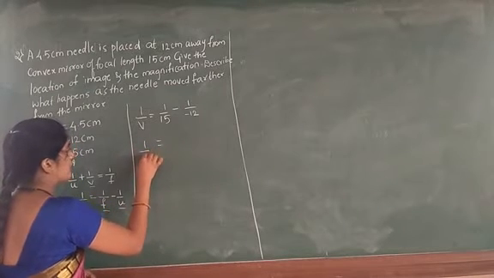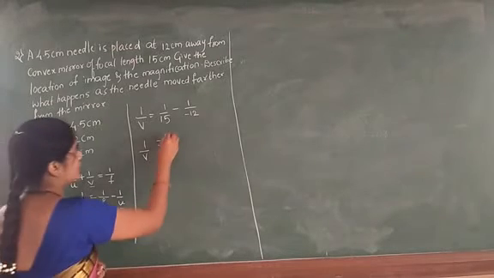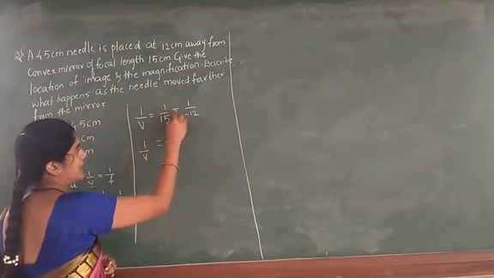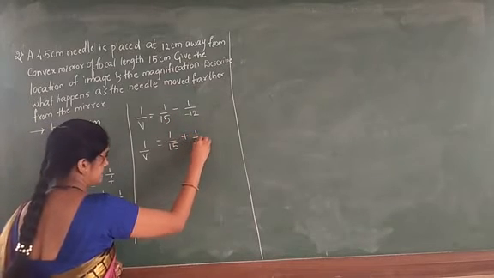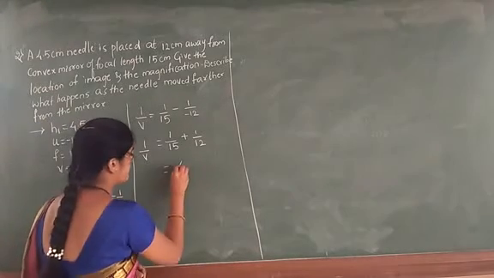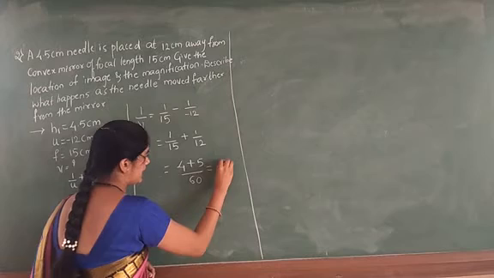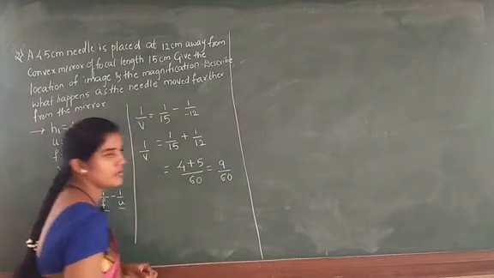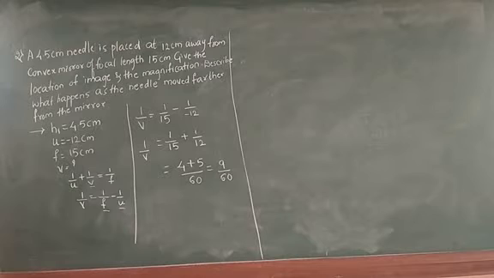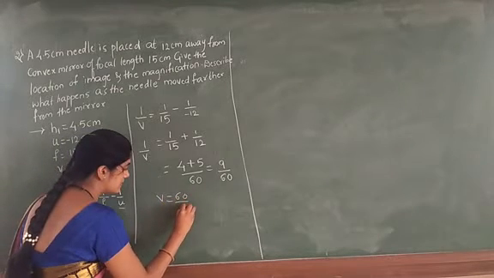Now we have to calculate the value of 1 by v. Therefore, we are getting 1 by 50 minus minus plus 1 by 12. We can write the answer as 4 plus 5 by 60, which is equal to 9 by 60. Therefore, v is equal to 60 by 9.